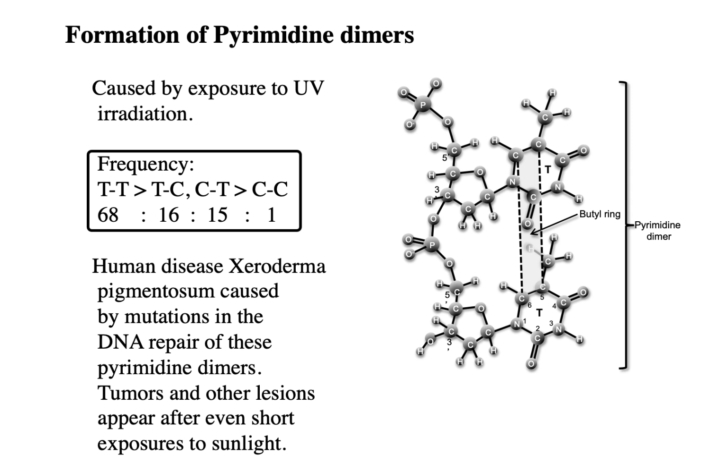And the frequency is this. So thymidine dimers occur most often. Then T to C and C to T mutations or dimers occur less often, and C to C dimers occur even at a lower frequency than that.